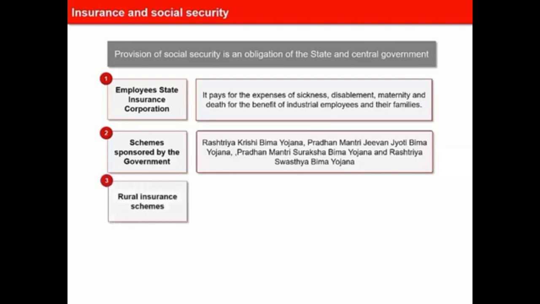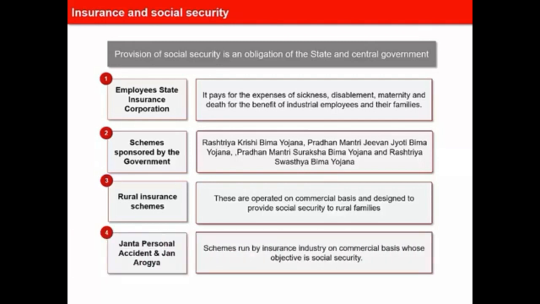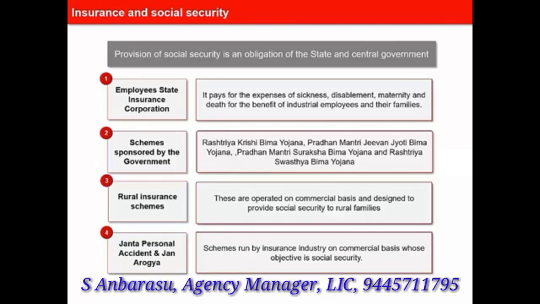All the rural insurance schemes operated on a commercial basis are designed ultimately to provide social security to the rural families. Apart from this support to government schemes, the insurance industry itself offers on a commercial basis insurance covers which have the ultimate objective of social security. For example, Janata Personal Accident, Jan Arogya, etc.